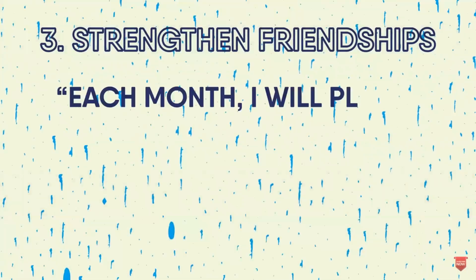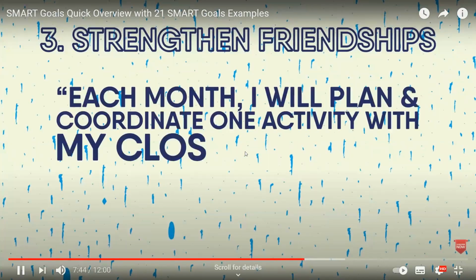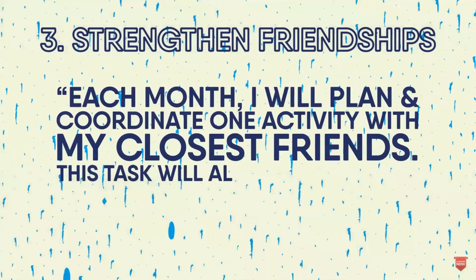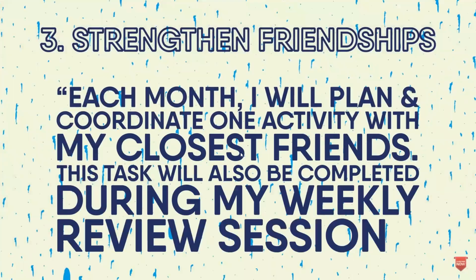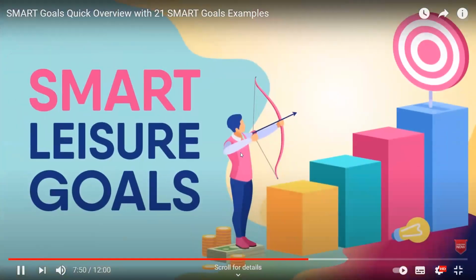3. Strengthen friendships. Each month, I will plan and coordinate one activity with my closest friends. This task will also be completed during my weekly review session. SMART leisure.